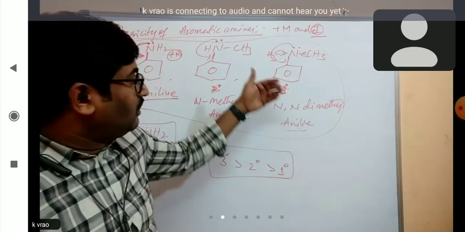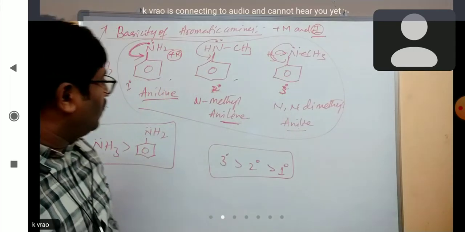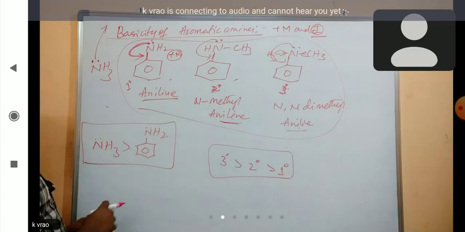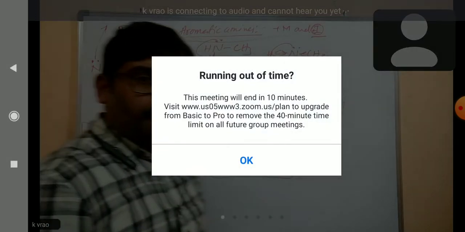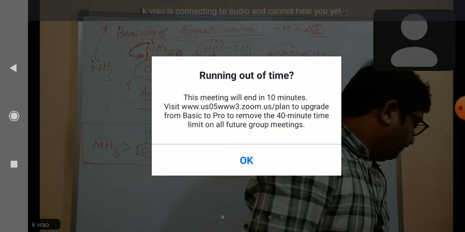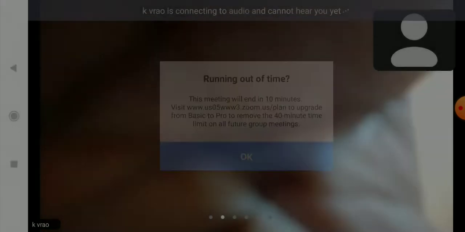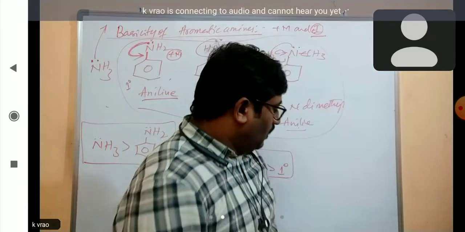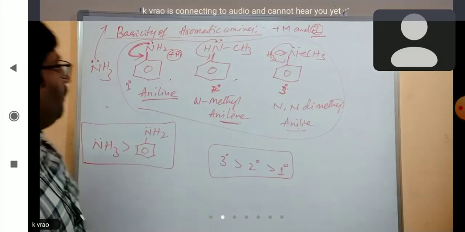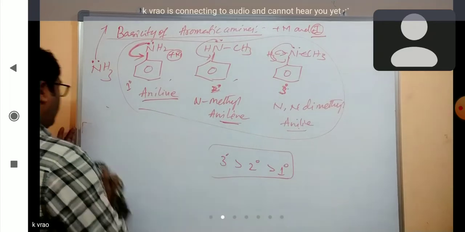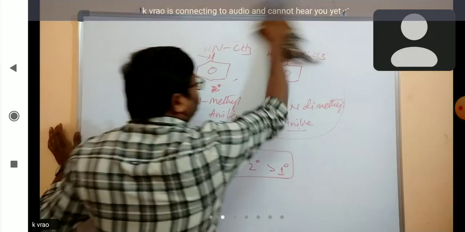That's why 3-degree is greater than 2-degree is greater than primary, that is, N,N-dimethyl aniline is greater than N-methyl aniline is greater than aniline. Okay, this is the basicity order of the aromatic and aliphatic amines.